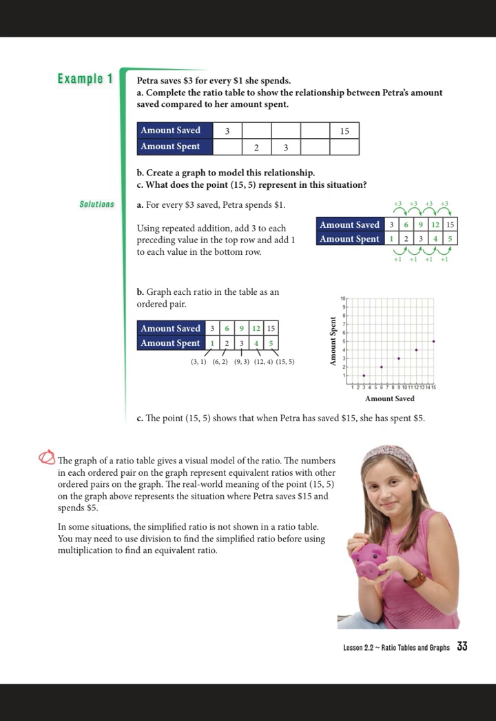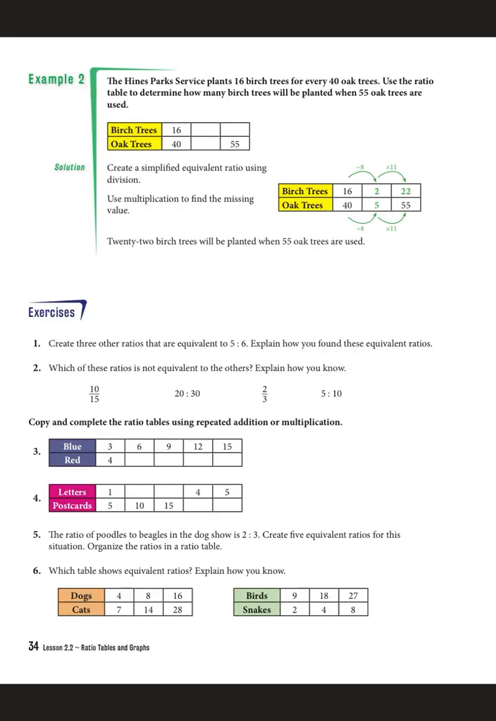In some situations, the simplified ratio is not shown in a ratio table. You may need to use division to find the simplified ratio before using multiplication to find an equivalent ratio. Let's take a look at the next page. So on example number 2 here, it says the Heinz Park Service planted 16 birch trees for every 40 oak trees. Use the ratio table to determine how many birch trees will be planted when 55 oak trees are used.